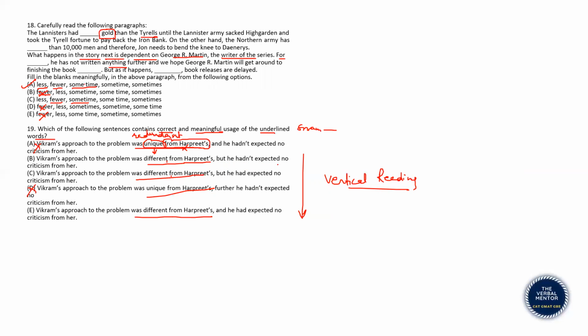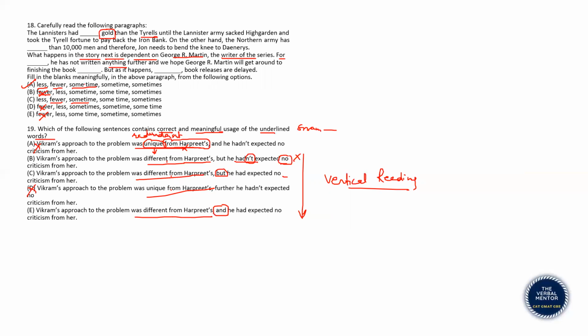Okay. But he had not expected no criticism. Okay. Double negative. Eliminated. He had not expected no criticism. Left with C and E, but he had expected no criticism, correct? And he had expected no criticism. Okay. So the difference is between "and" and "but".